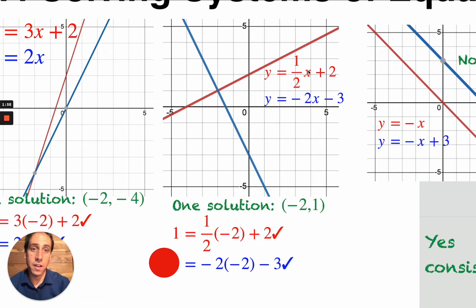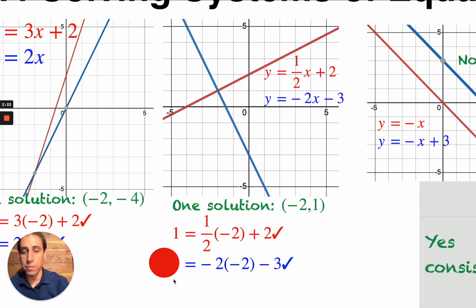You plug in -2 here for x, plug in +1 for y here, and it works. It's no longer y equals half times x plus 2. It's 1 is equal to 1/2 times -2 plus 2. And if you actually simplify the right-hand side, you can see that yes, 1 does equal 1. It's a true statement, so therefore we've checked and verified that it's the solution.